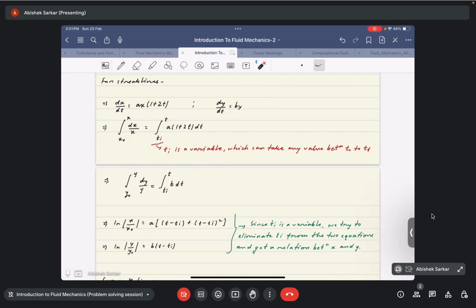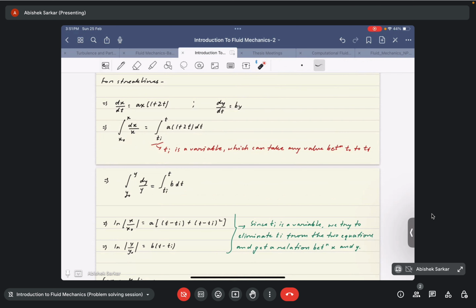The streak lines will actually be different for every particle, right? And thus we need to consider a different ti for each and every particle. A similar case can be considered for the y coordinate.